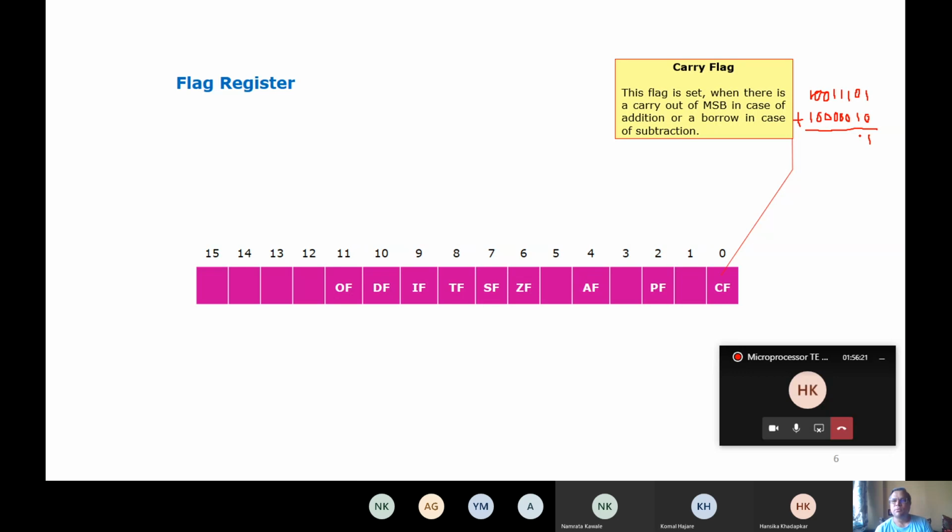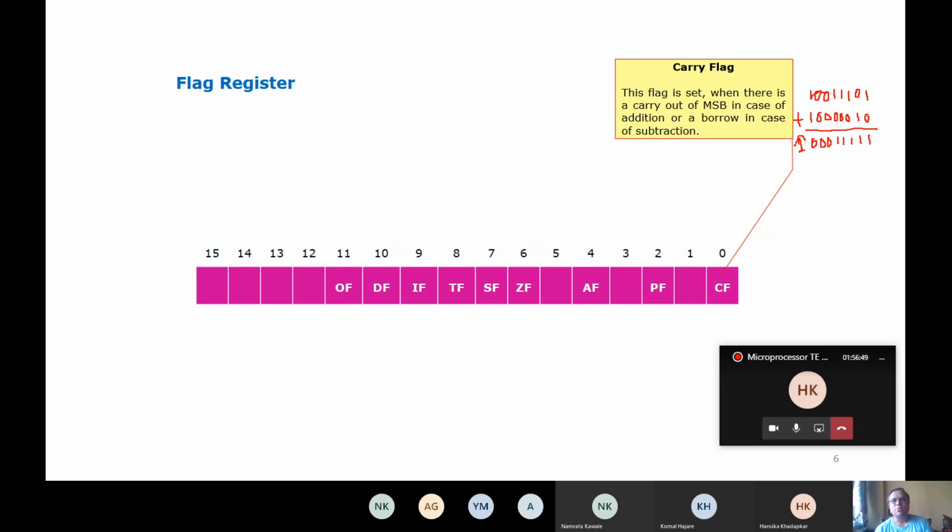0 plus 1, the result will be 1. 1 plus 0, the result will be 1. 1 plus 0, the result will be 1. 1 plus 0, the result will be 1. 0 plus 0, the result will be 0. 0 plus 0, the result will be 0. And now 1 plus 1, the result will be 1, 0. Out of that, 0 will be present in AL and 1 is forwarded as a carry.